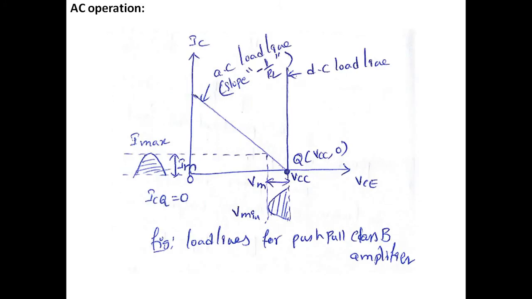Now let us come to the AC operation. This one we have already seen in the diagram, where the operating point is chosen nearer to the x-axis, and this VCEQ is made as VCC. Now let us see what is Imax, I minimum, then Vmax and V minimum. Imax is equal to Im, I minimum is equal to, let us say, 0, because this is also same as that operating point. Operating point is now chosen towards the x-axis.